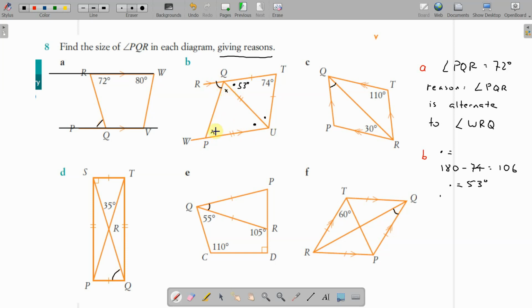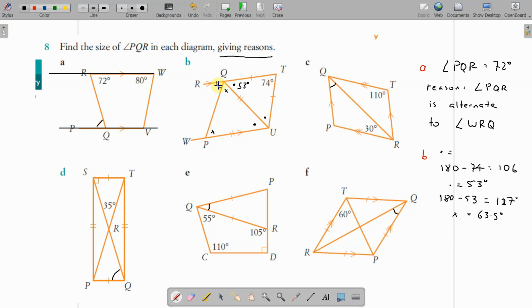So we can work out what that one is, and because that angle, the one we're finding, PQR, is alternate to X, let's see what X equals. Now remember, the dots are 53 degrees, so 180 minus 53 equals 127 degrees to split between these two. So X equals half of that, 63.5. So each X is worth 63.5.